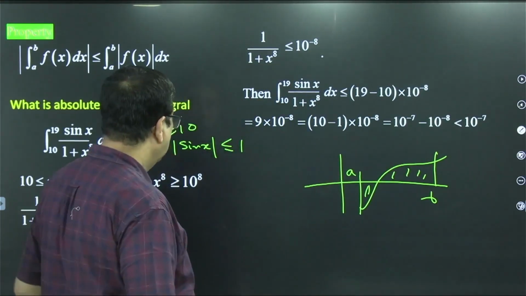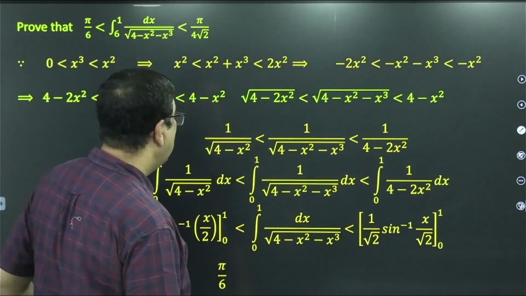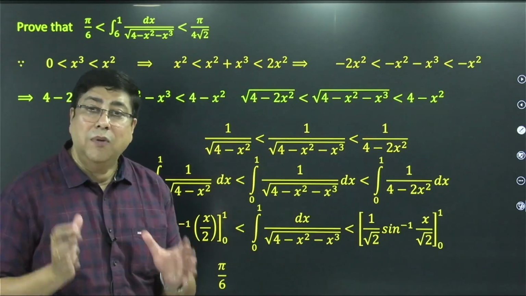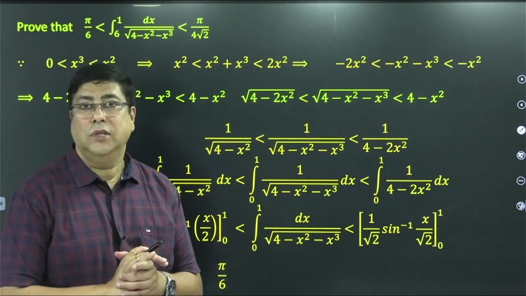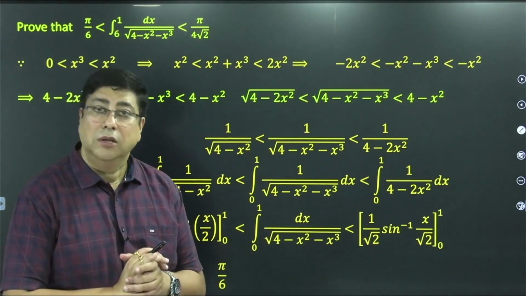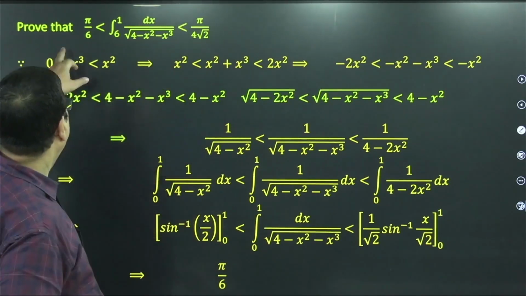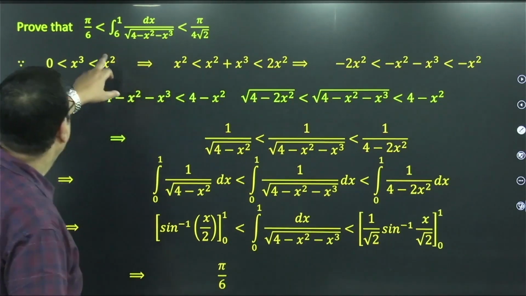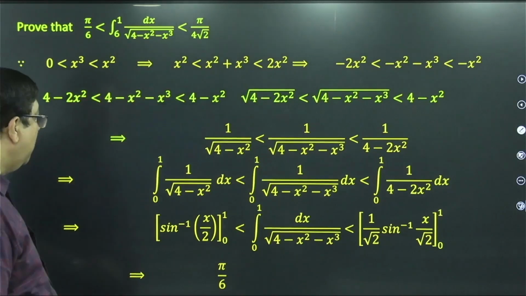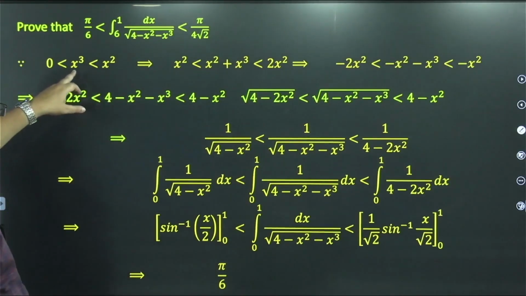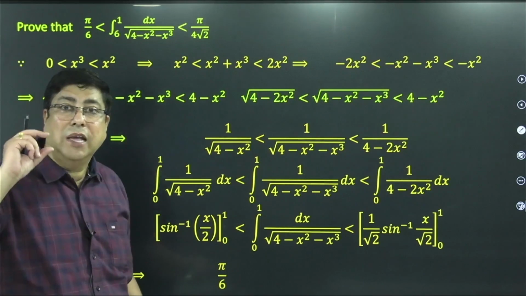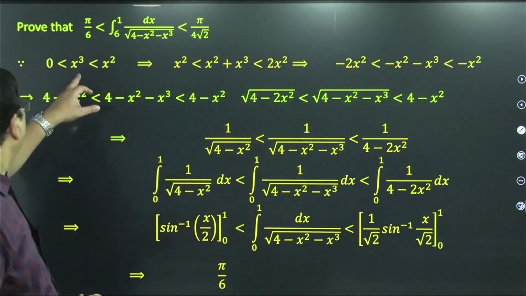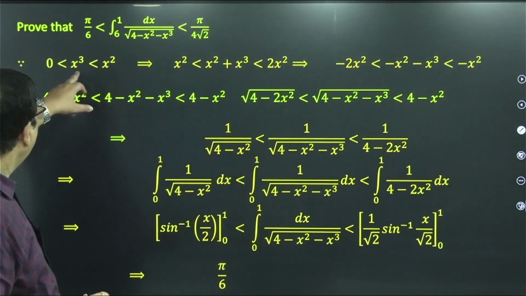Now let's go to another, one more important sum. Everyone, these greater than and less than inequality sums are not very important for JEE Main, but they are extremely important for JEE Advanced. This is a very good sum. The integral of dx by root over 4 minus x square minus x cube is greater than pi by 6 and less than pi by 4 root 2. In this case, x lies between 0 and 1, which means x is a fraction. So x cube is less than x square.